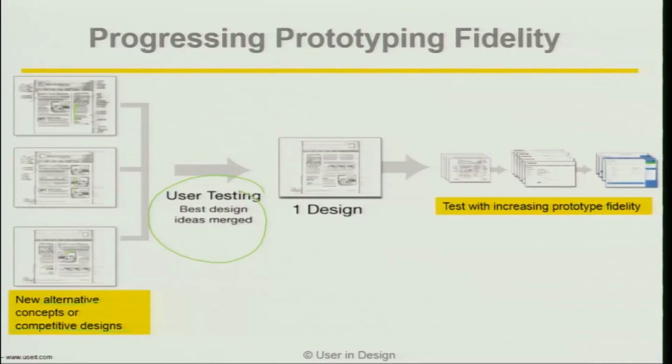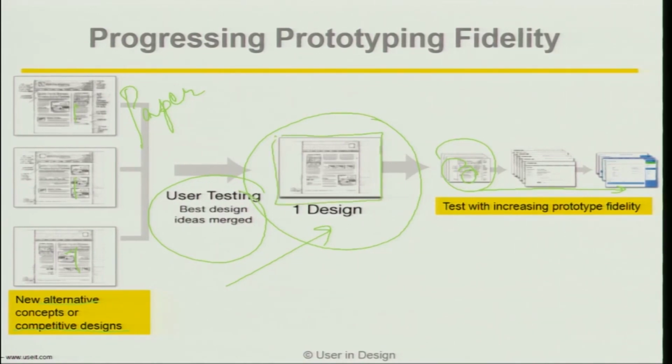So test them all like this and then evolve your best design and keep doing all that with paper, okay, while it's very easy to make changes. Once you've kind of frozen in a general approach of a design, then you move to higher levels of fidelity. So then you do a little more refining, here you've done the core high level of the design.